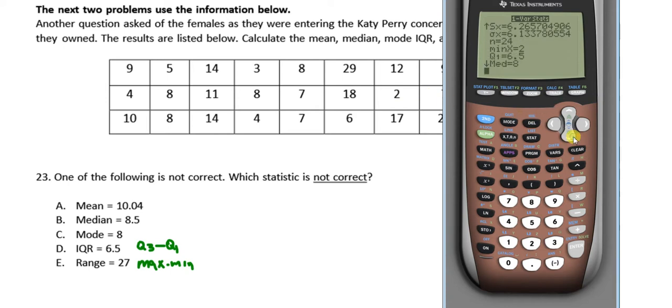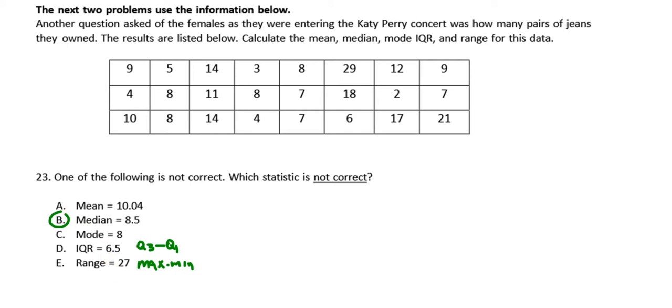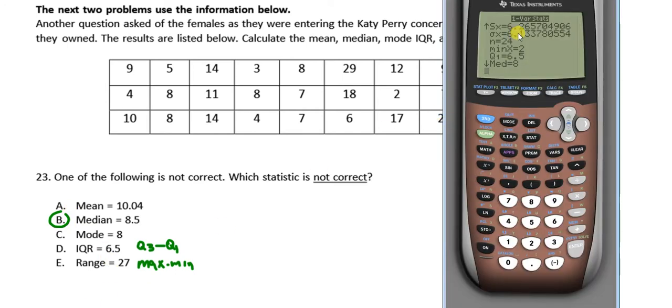I scroll down, there's my median is 8, and it says median is 8.5. So that one is actually the wrong one. Mode, well, let's do the IQRs. 13 minus 6.5, which is 6.5. So 13 minus 6.5, and the range is 29 minus 2, which is 27.